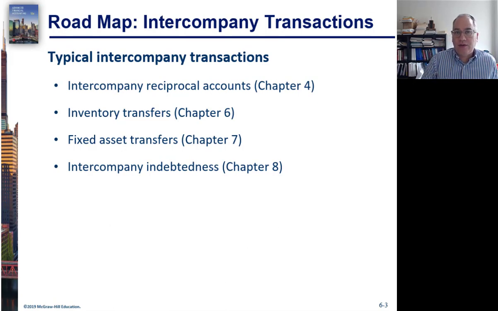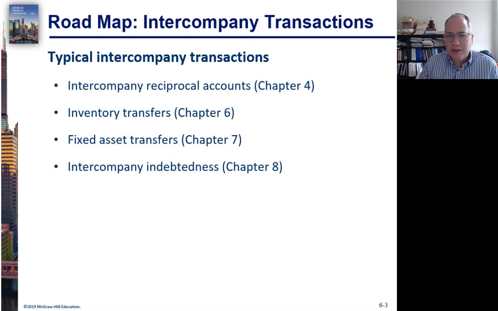There's what we call reciprocal accounts. That would be receivables and payables, where one affiliate has a payable to the other, so the other has a receivable, and those would need to be eliminated against each other when you consolidate. You have inventory transfers that we're going to work with today.